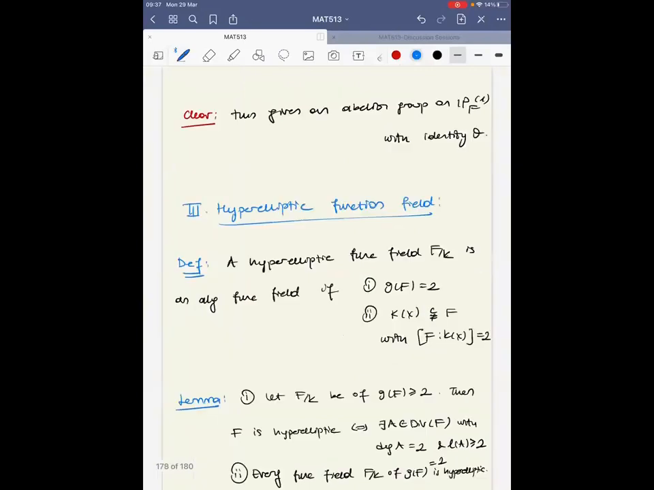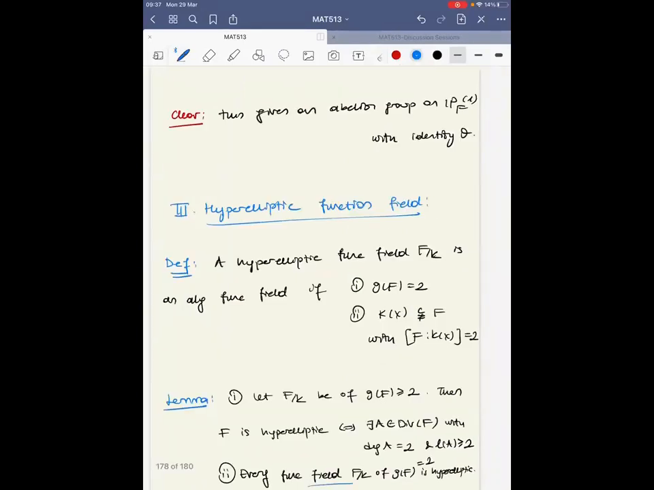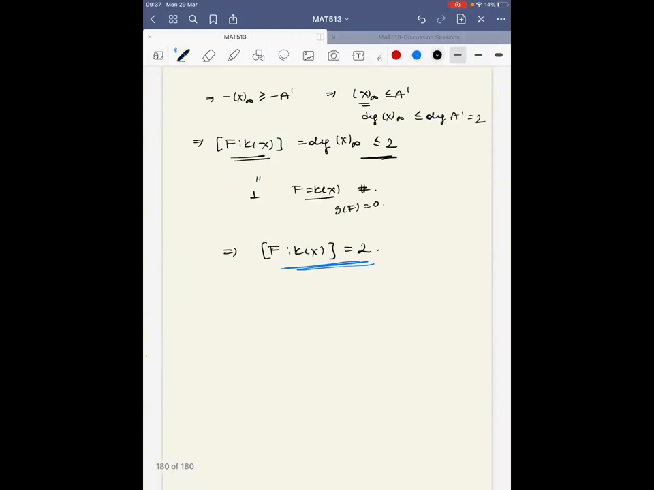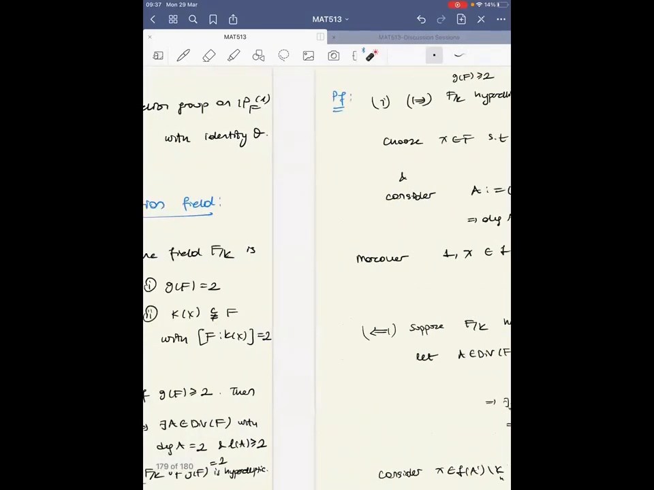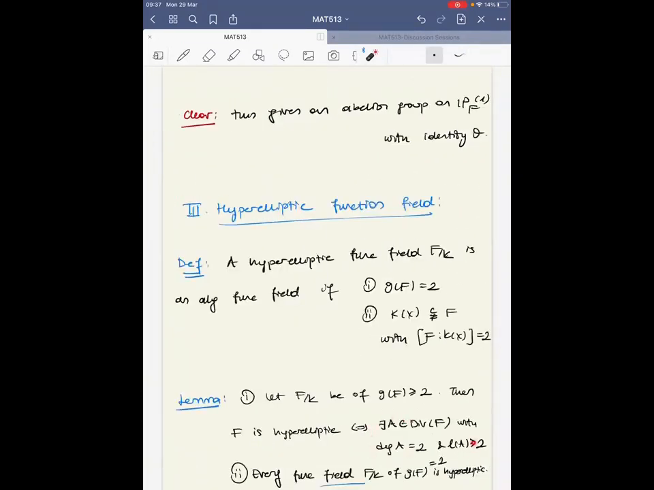And finally, to see that indeed every genus 2 function field is hyperelliptic, we can use the equivalence in the first statement if we are able to see the existence of a degree 2 divisor whose corresponding Riemann-Roch space has dimension at least 2. By using this characterization, we can conclude that F is hyperelliptic.